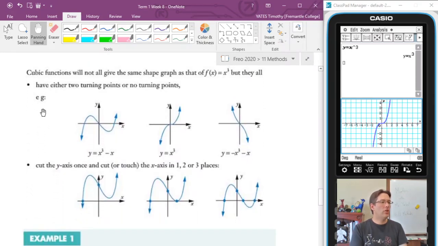Cubic functions will not all be of the same shape, but they all have the following properties. They will either have 2 turning points or no turning points. If it's got 2 turning points, that's because as we go to the left, it's going to point down, and as we go to the right, it's going to point up. So if it turns around at one point, it's got to turn around again, so it ends up pointing up again as we go to the right. If it's got no turning points, that means it will have something called a point of inflection.